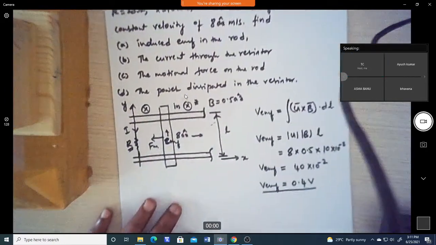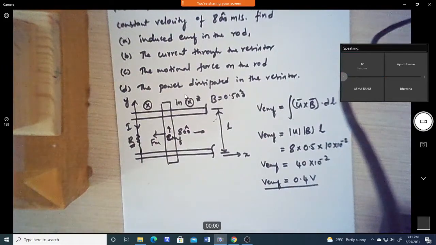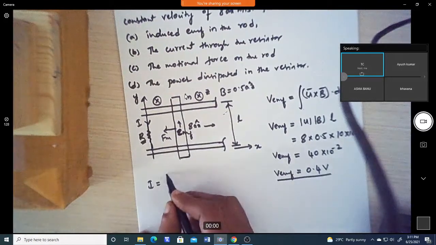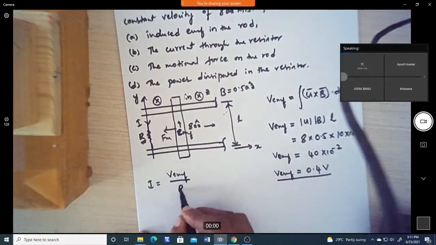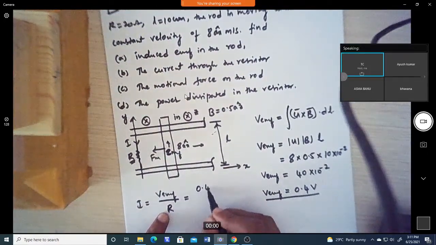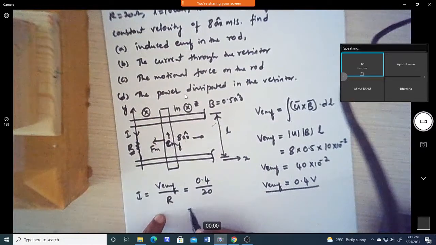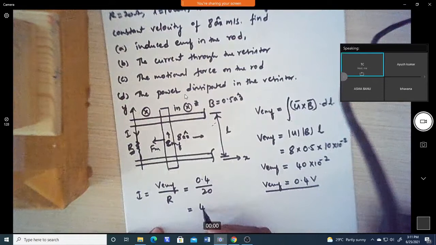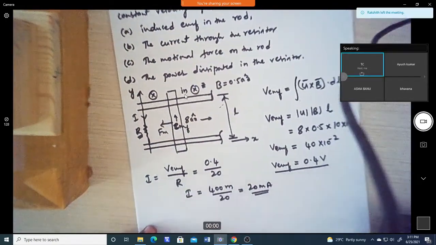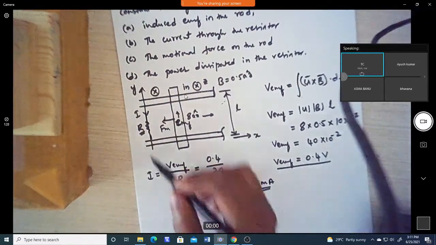So this is the EMF which is induced. Okay, so now we know the current calculation. The current through the resistor is the induced EMF divided by the resistor, which is 0.4 divided by 20 ohm. So we can write 400 milli divided by 20, which is equal to 20 milliampere. This is the current through the resistor.